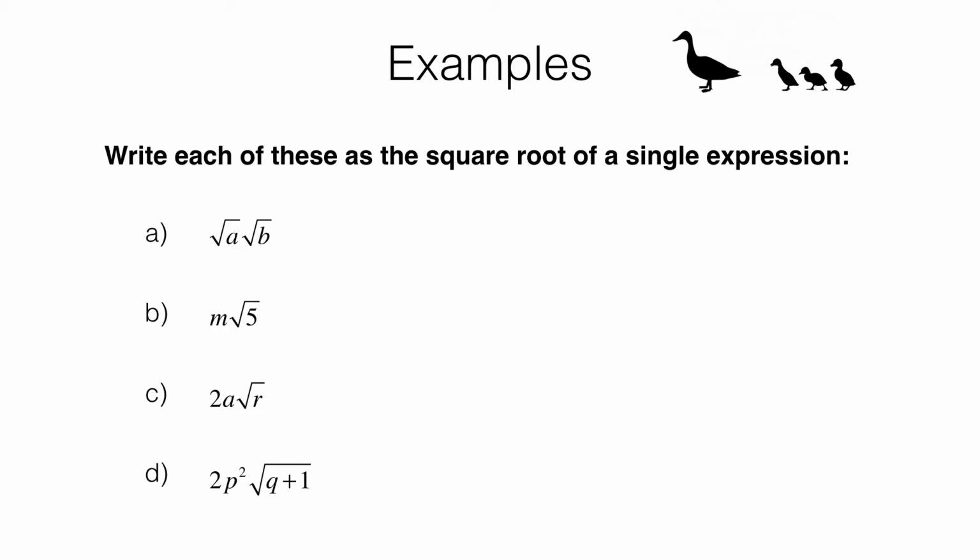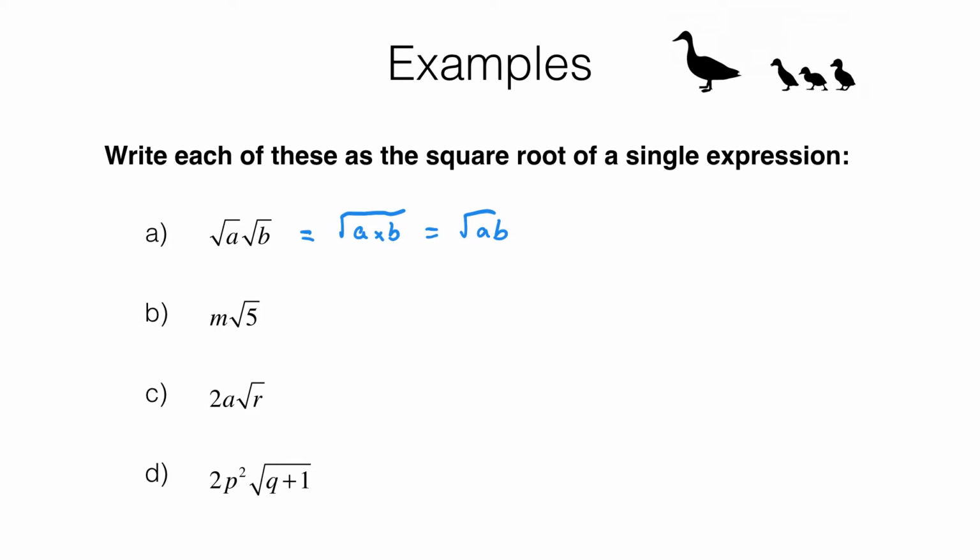In this video, we are going to be writing each of these expressions as the square root of a single expression. So we know from rules of surds that root a times root b can be rewritten as the square root of a times b, which is root ab.